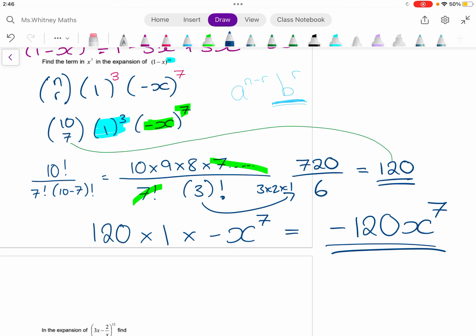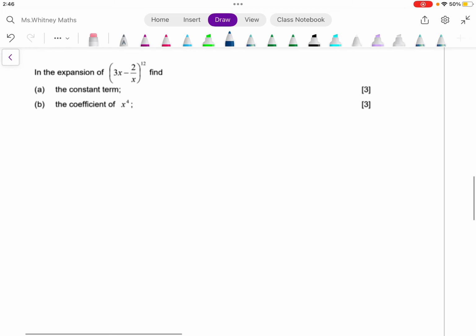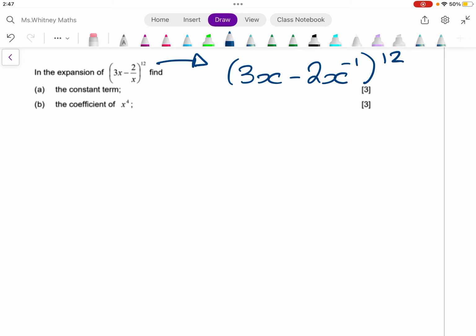Okay, and moving on to the last example I'm going to go through here. Again, if you haven't done it, have a go at it. Okay, and I'm just going to go through the steps with this one. Okay, so the first thing you should do is rewrite this, because we don't really want to use a fraction. We're going to turn this into 3x minus 2x to the minus 1, then to the 12.